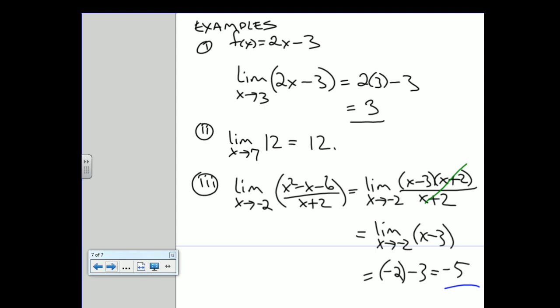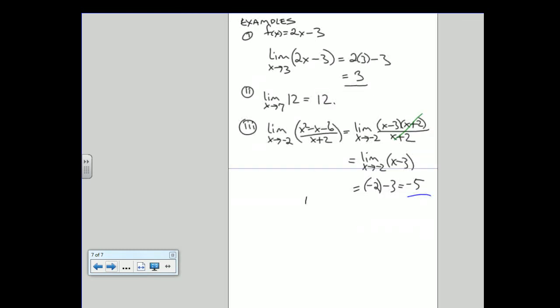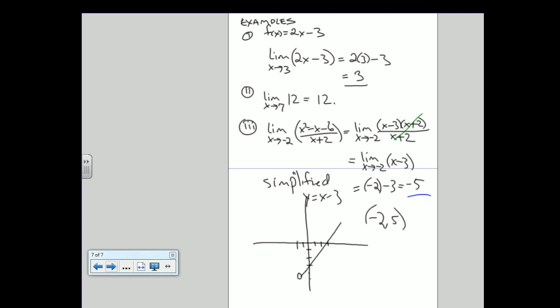Okay? The thing is, if we look at this as a graph, when we have simplified it, the simplified form is y equals x minus 3. We all know what that looks like. It has a y-intercept of negative 3, a slope of 1, but at the point negative 2, negative 5, we have a hole.